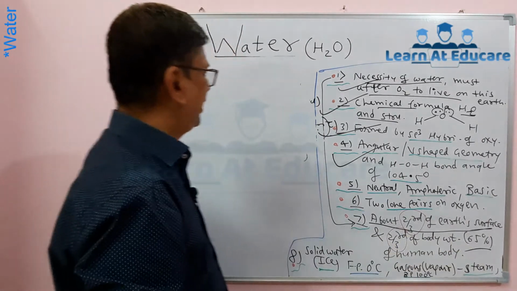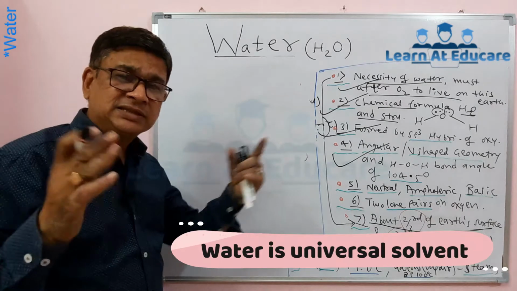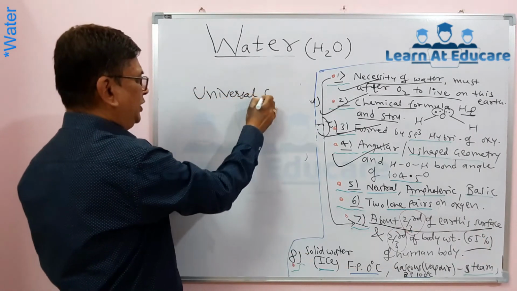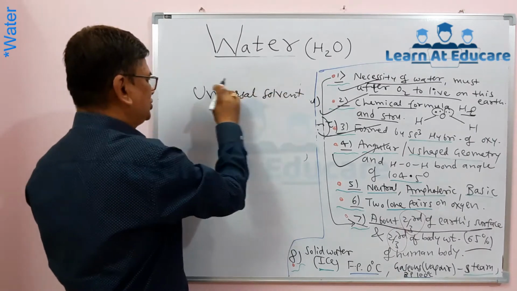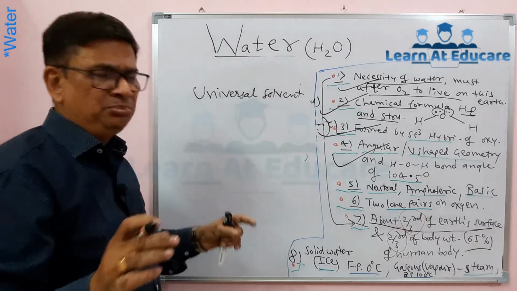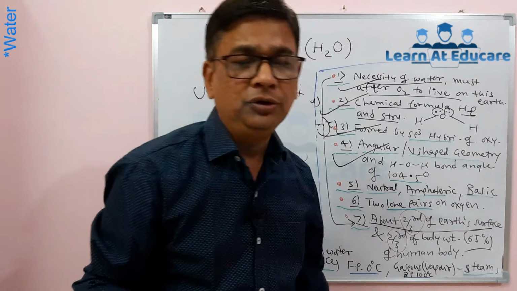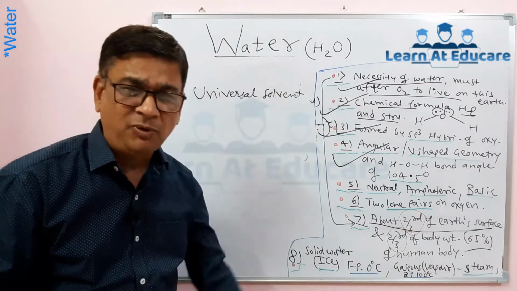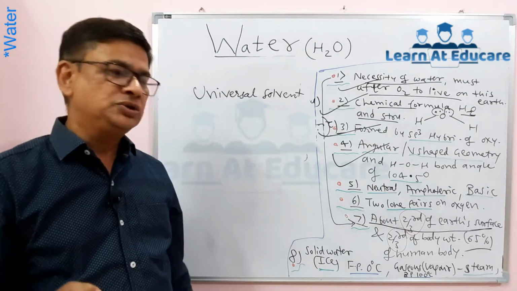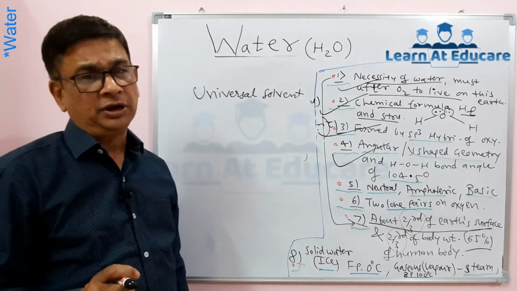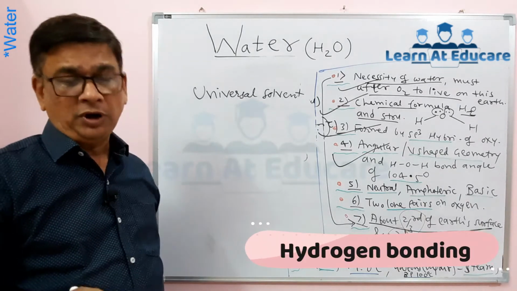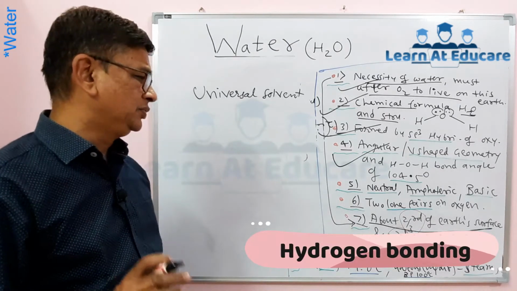It is to be noted that water is called the universal solvent. Universal solvent water is called, because most of the inorganic compounds dissolve in water, and not only that, but some organic compounds like sugar or some carbohydrates like glucose also dissolve in water. This is due to the formation of hydrogen bonding with water, their ability to dissolve.